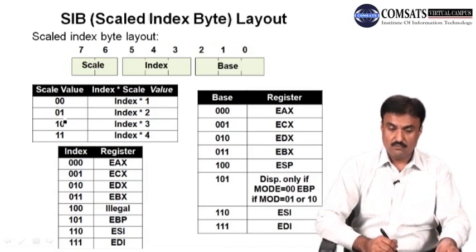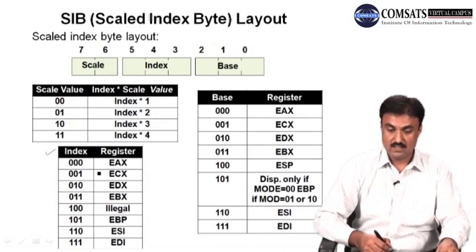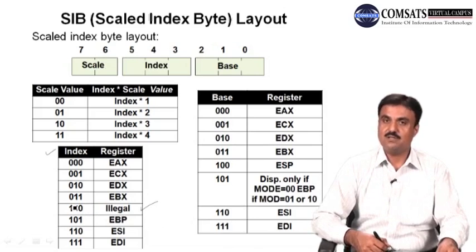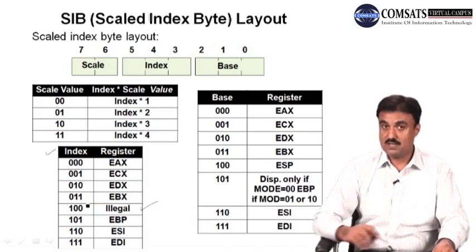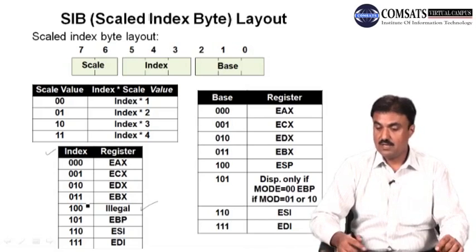Then we have the index. For example, which register holds the index? If it is 000, then EAX holds the index, and so on through 001, 010, 011. This one is illegal if we use 100. Why is it illegal? Just see what is on the 100 register and for what purpose that register can only be used. 101 is EBP, 110 is ESI, and so on.